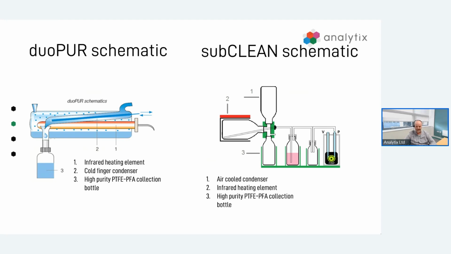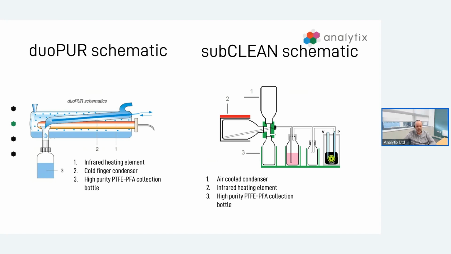So what happens in this instance is that the number 2 bottle is filled with the reagent grade acid. And once that is heated and the evaporation occurs, the pure forms of that acid, instead of hitting a cold finger probe, will travel up into the air-cooled condenser, reflux, and then they will drop down into the collection bottle at the bottom. So a very similar process, but instead of using a cold finger probe, it is using an air-cooled condenser.